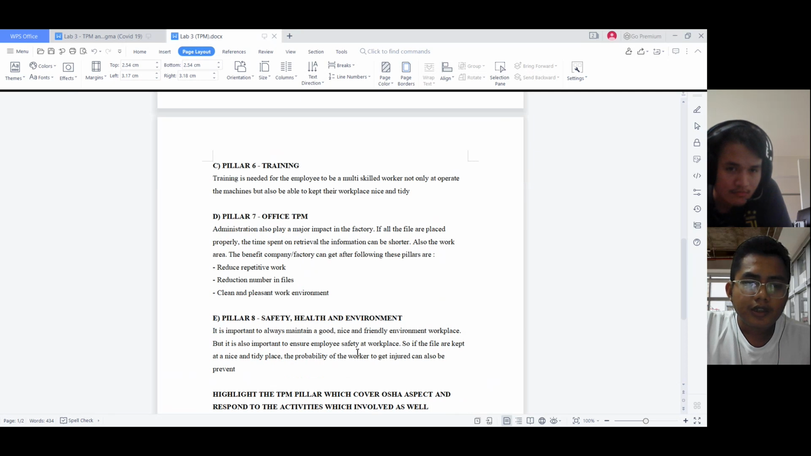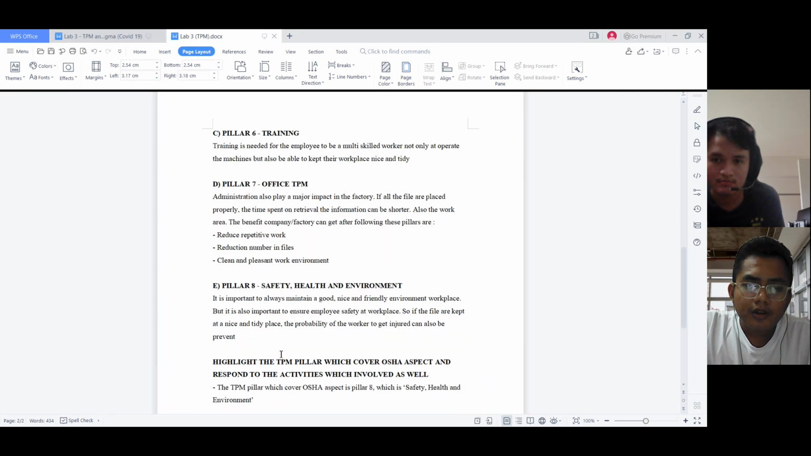And the last pillar is safety, health, and environment. It is important to always maintain a nice and friendly workplace environment, but it is also important to ensure employees' safety at the workplace. So if the files are kept in a nice and tidy place, the probability of a worker getting injured can also be reduced. The TPM pillar which covers the OSHA aspect is pillar 8, which is safety, health and environment.